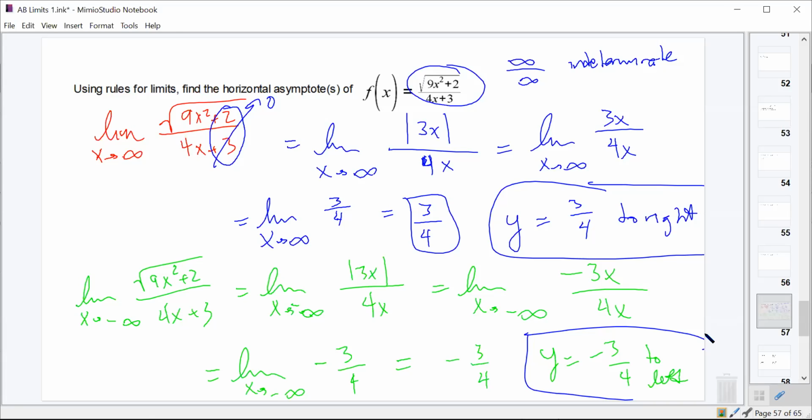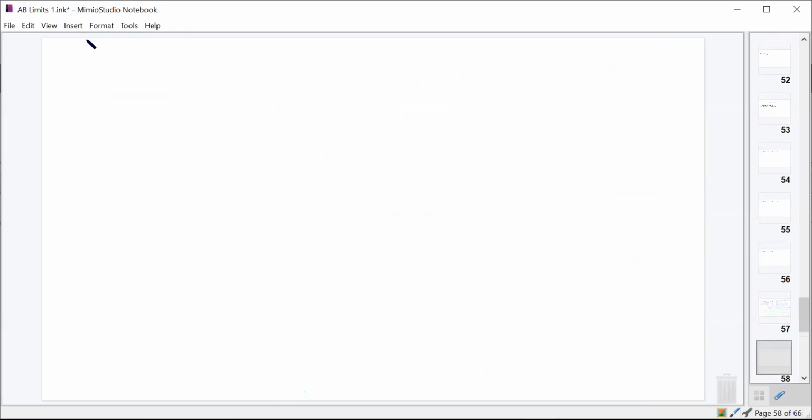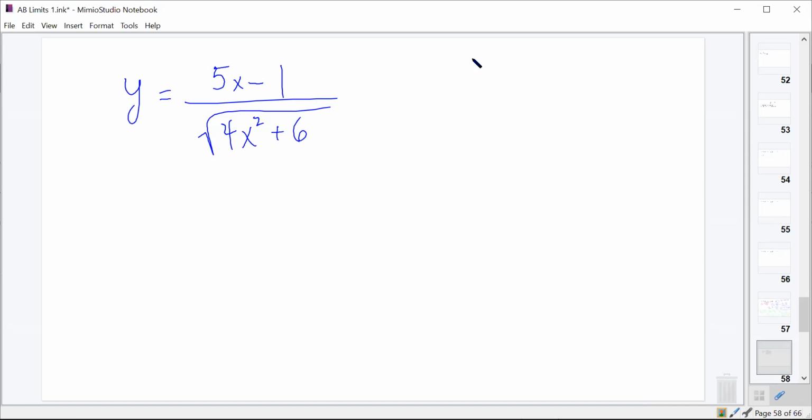Another one. All right, let's do another one of those. That sounds good. Let's look at the function y equals 5x minus 1 over root 4x squared plus 6. So I'll give you guys a second, see if you guys can go through and find the horizontal asymptotes of this. There are two different ones, one to the right and one to the left. So I'll give you guys about a minute or two to work on that.